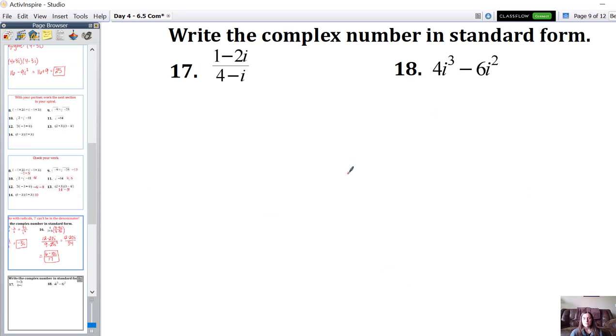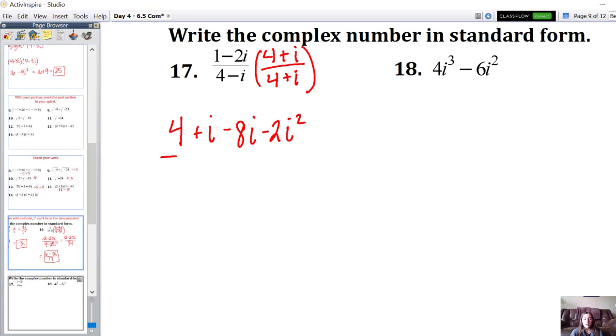Here we need to write the complex number in standard form. So in order to do that, in number 17, I'm going to start by multiplying by the conjugate, 4 plus i, because remember I only care about the conjugate for what's in the denominator. In the top I'm going to FOIL completely. 1 times 4 is 4. 1 times i is i. Negative 2i times 4 is negative 8i. Negative 2i times i is negative 2i squared.